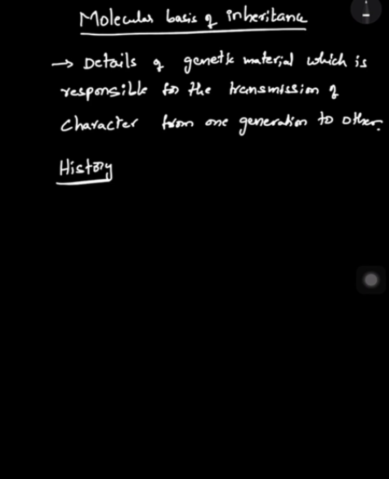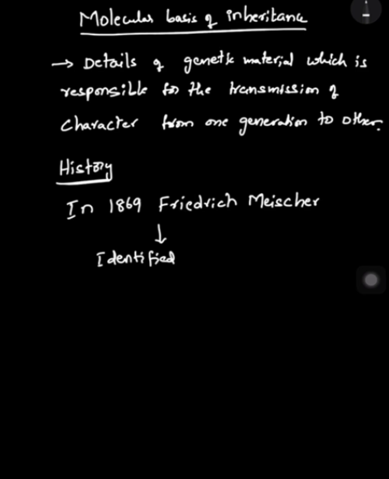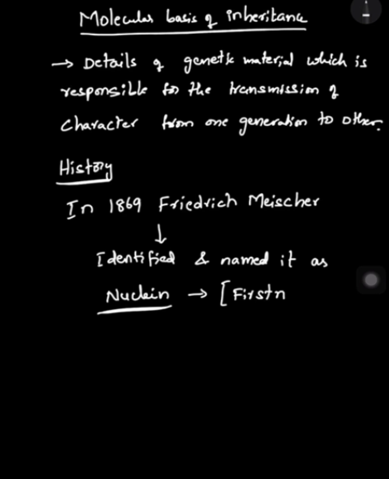First, in the year 1869, the scientist Frederick Mischer observed a substance in the nucleus and he named it as nuclein. So we can say this is the first name of this genetic material.